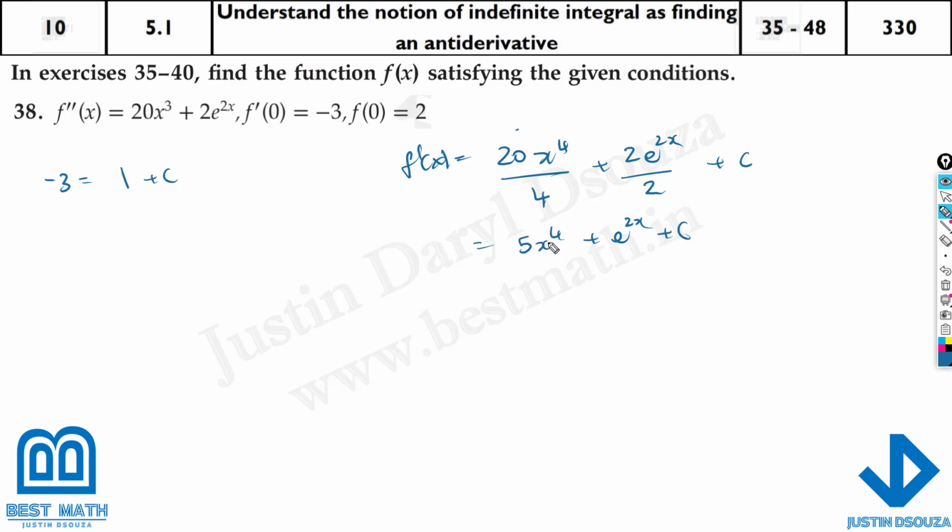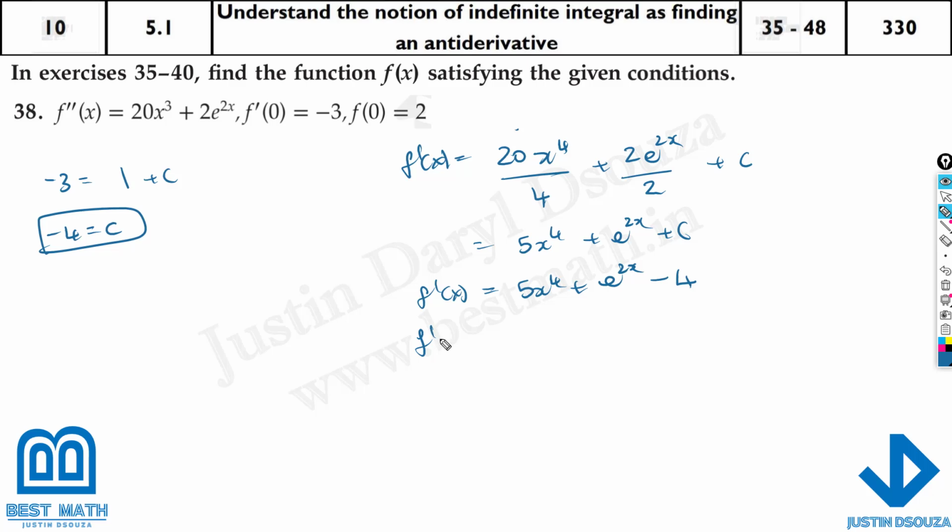Why? Because over here we have to substitute 0. 0 raised to power anything is 0, multiplied by 0 is 0, it's gone. E to the power 2 times 0 will be e power 0, that is 1 plus c. Take it to the other side, it will be minus 4 plus c, because 1 becomes minus 1 to the other side. This value we will substitute back. That's going to be f prime of x equals 5x raised to power 4 plus e to the power 2x minus 4.